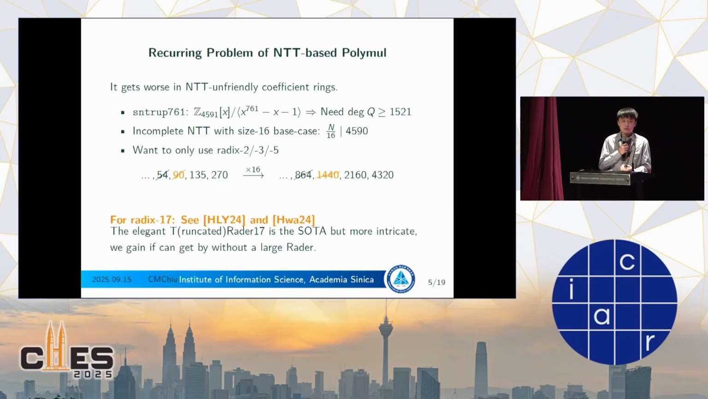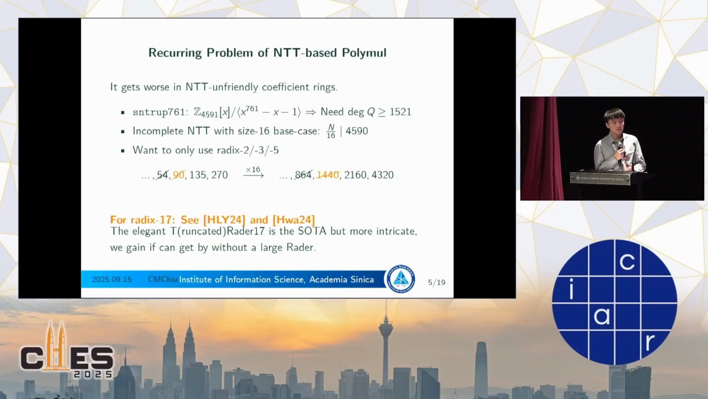As it turned out, this problem gets even worse when we are considering NTT-unfriendly coefficient rings. For the case of NTRU Prime, this is true for pretty much all of the parameter sets. So this includes sntrup761. The first requirement is that we need degree Q to be at least 1521.